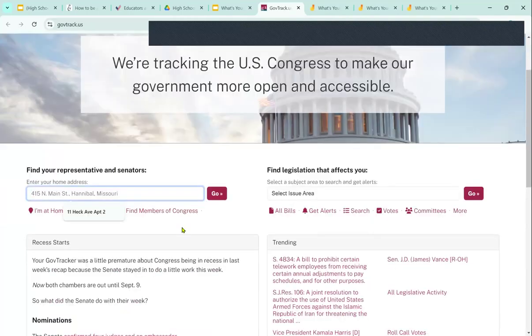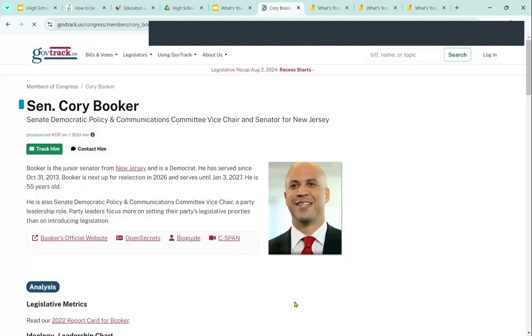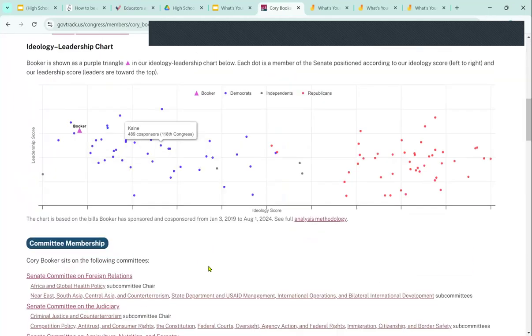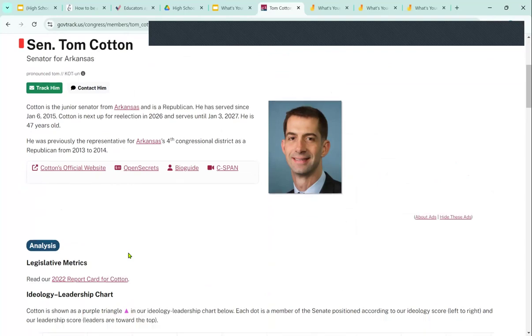I'm going to put my address in again. And I'm going to use Cory Booker. I'm going to show his legislative profile. And if you slide down, you can see where he stands in terms of the issues and what he has co-sponsored. If you click on any one of those links, you're going to see who he's worked with.